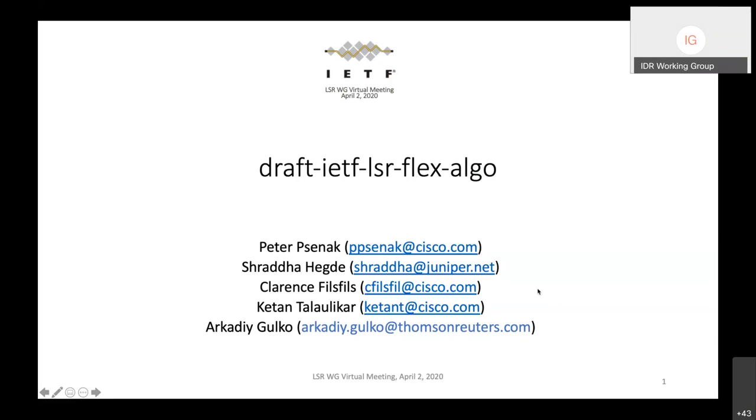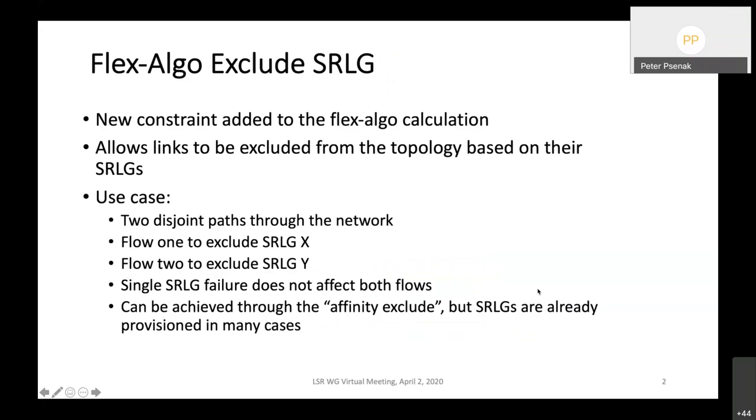All right. So, hi folks, welcome. Hope you're all safe and doing reasonably well considering the situation. This is a quick update to the Flex Algo draft. There have been two changes to the draft. We added one more constraint, which is an exclude SRLG constraint. This is a new constraint added to the FlexAlgo definition. It allows links to be excluded during the topology calculation for a particular FlexAlgo. This has been requested by some of the users of this.